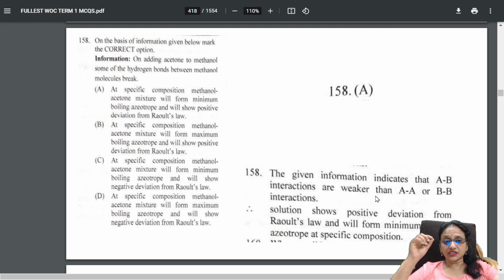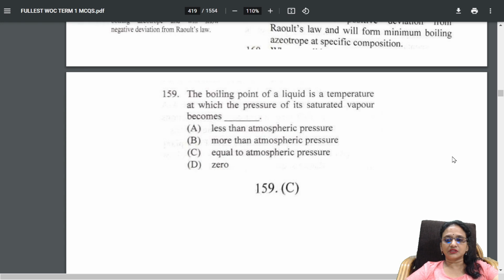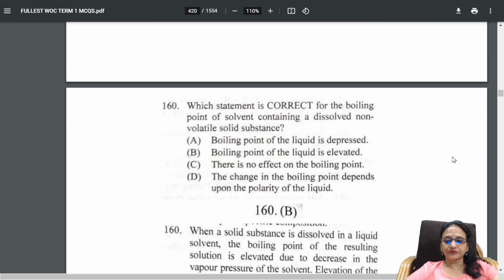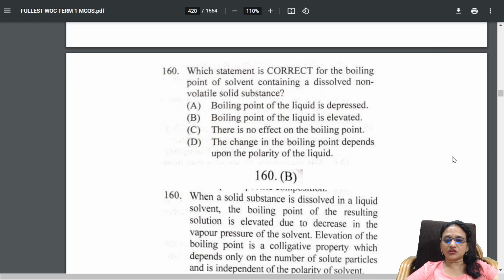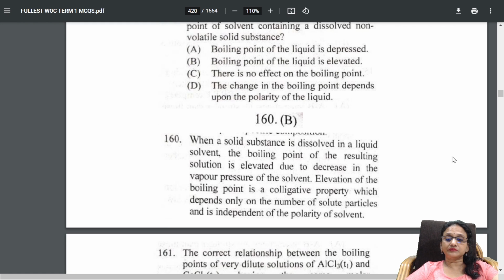Next question is again on azeotropes. Reason also is given here. Next, questions on boiling point concept. Further questions on the boiling point with a non-volatile solute. What happens when you add a non-volatile solute? The vapor pressure decreases or increases. What will happen to the boiling point?